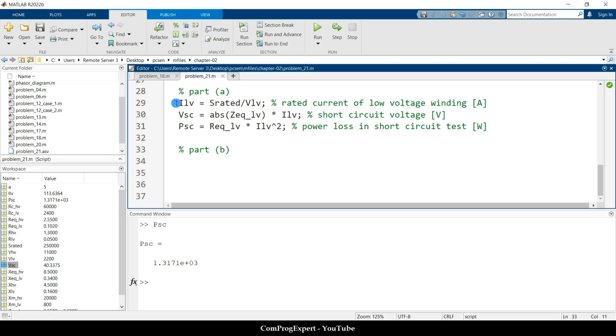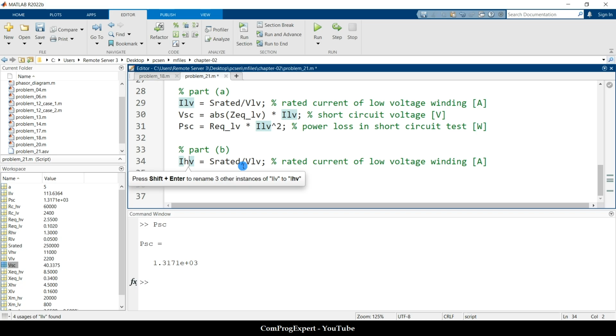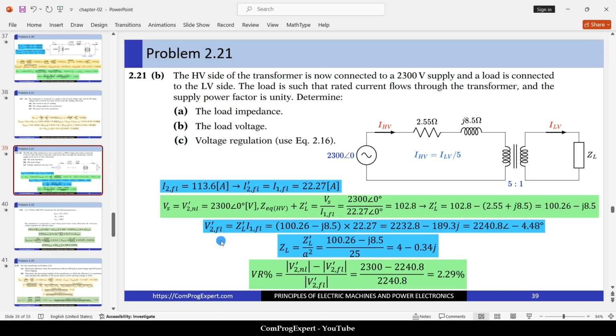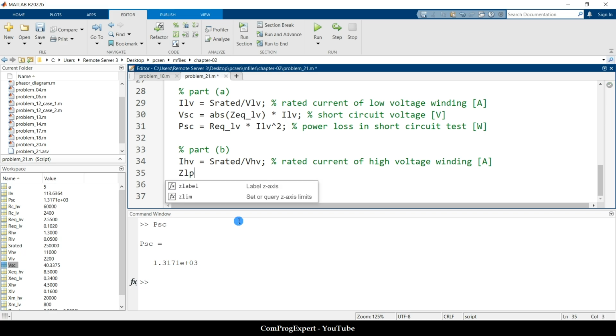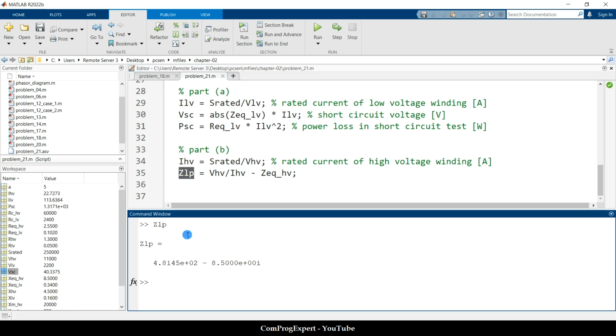So let's write the code. This is the rated current for the high voltage, S rated divided by the high voltage value. And here is the equation to calculate ZL prime. ZL prime is equal to this voltage divided by this current minus Z equivalent for the high voltage side. So this is ZL prime.